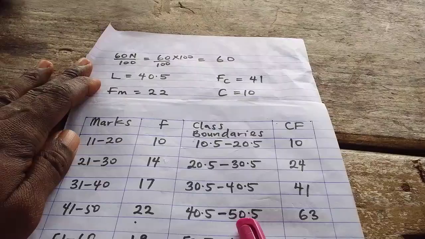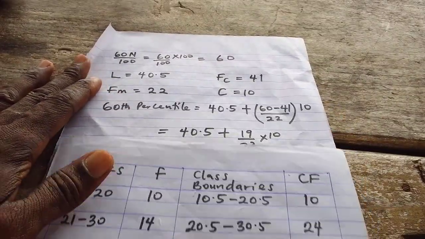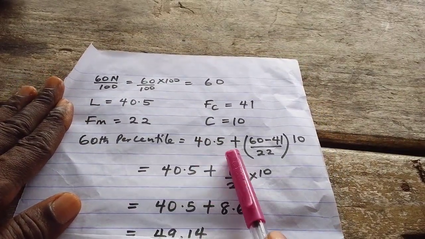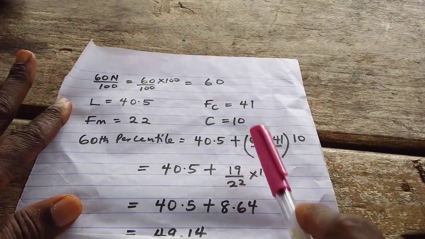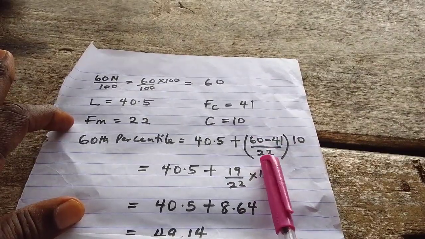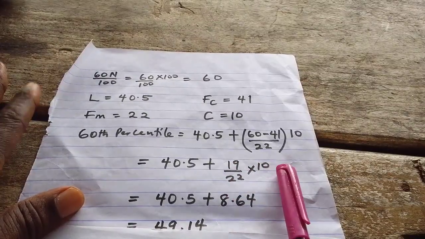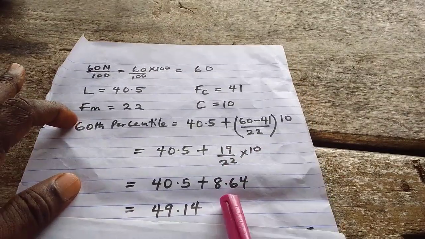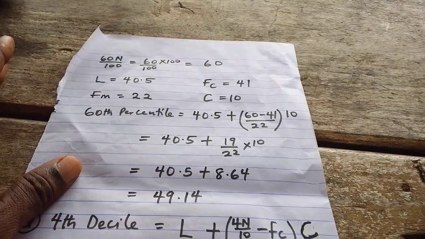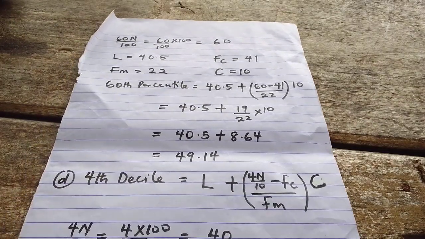Then the class width here is what? That is 50.5 minus 40.5, which will give us 10. So from there, you are going to substitute into the formula for the 68th percentile. That is 40.5 plus 68th percentile, which is 68n/100, 60, minus FC, 41, over FM, 22, times 10. So 60 minus 41 will give us 19 over 22 times 10. 19 divided by 22 times 10 is 8.64. When you add it to 40.5, you are going to get 49.14.